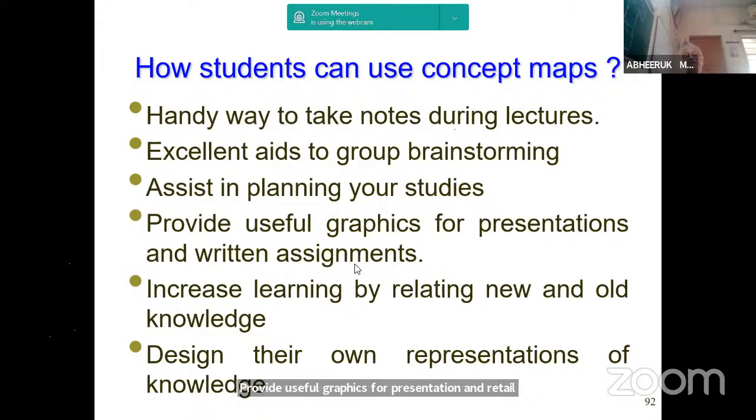When you are reading some chapters, you can make a concept map. Different people's concept maps will be different because they connect the concepts in different ways. And increase learning by relating new and old concepts. So it requires a lot of thinking in making a concept map. Design their own representation of knowledge. That means how you have understood a particular topic, you can make a concept map and use it this way.